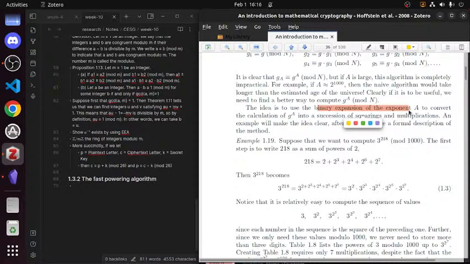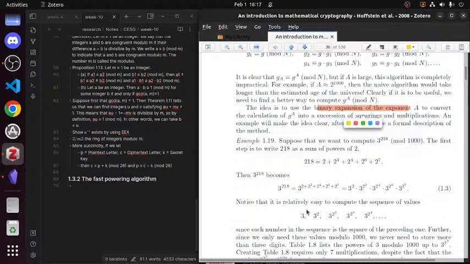And once you have that, then 3 to the 218 becomes 3 to the 2, and then in the exponent, you're doing 2 to the 3 plus 2 to the 4 plus 2 to the 6 plus 2 to the 7, which equals 3 to the 2^3 multiplied by 3 to the 2^4, multiplied by 3 to the 2^6, multiplied by 3 to the 2^7.